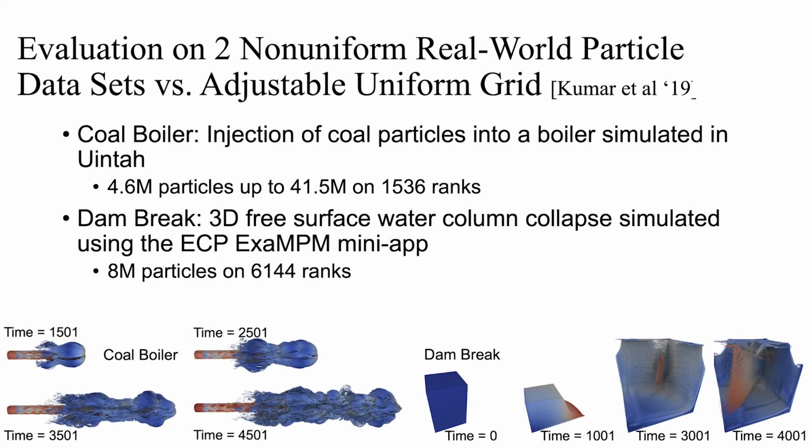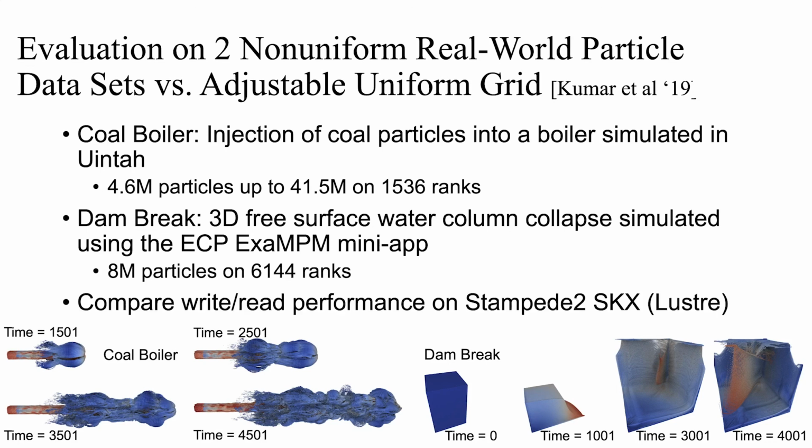The second dataset that we test on is a dam break. This is a classic 3D free surface water column collapse simulated using the ECP EXA-MPM mini app. And this has 8 million particles on 6,000 ranks, so a fixed number of particles. And we compare write and read performance on Stampede2 using the Skylake Xeon nodes.